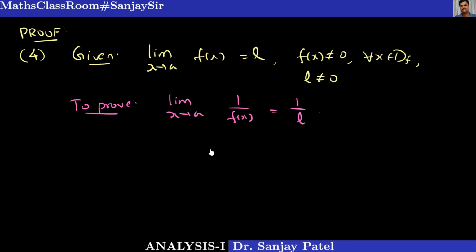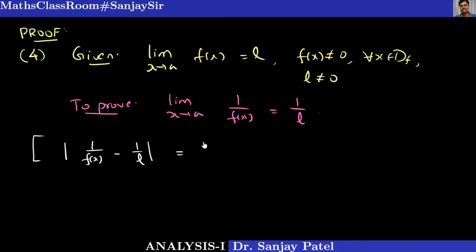Okay. So let us think first. Remember, to prove that limit of 1 upon f(x) is equal to 1 upon L, we must check the definition of limit, that for every epsilon we can find some delta such that this expression, mod of 1 upon f(x) minus 1 upon L, we want to make less than epsilon for some delta satisfying the condition that 0 less than mod of x minus a is less than delta. So concentrate on this expression. This is our thinking process.